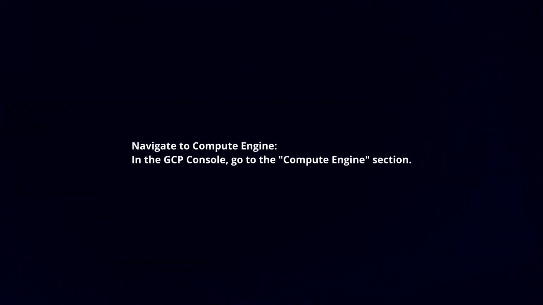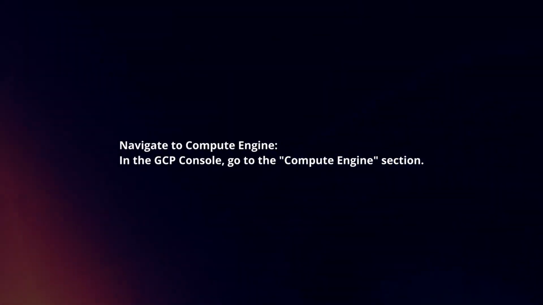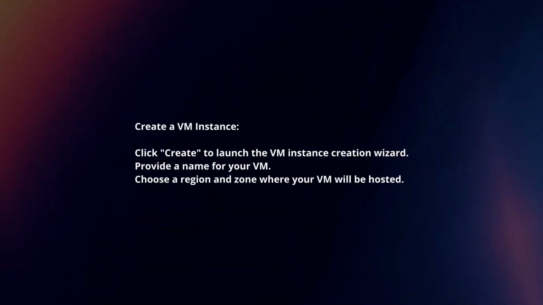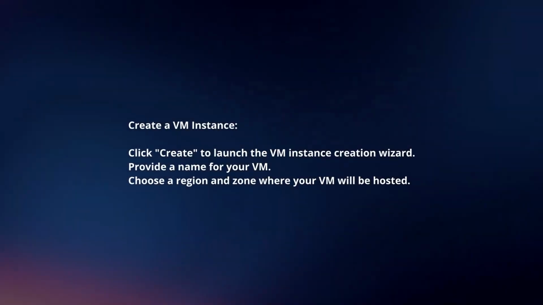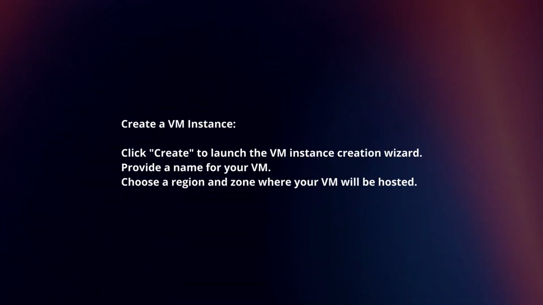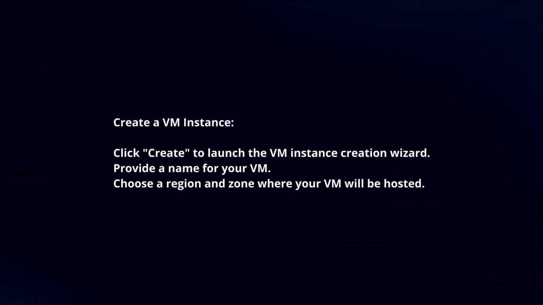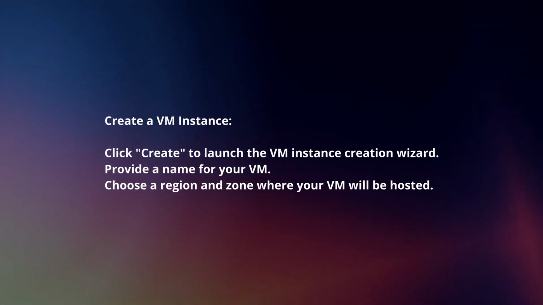Navigate to Compute Engine. In the GCP console, go to the Compute Engine section. Create a VM instance. Click Create to launch the VM instance creation wizard. Provide a name for your VM. Choose a region and zone where your VM will be hosted.